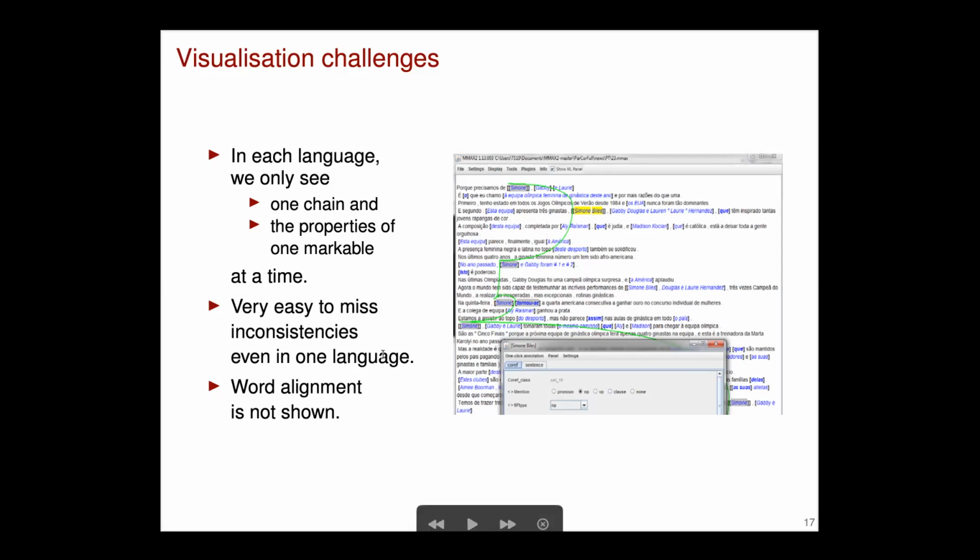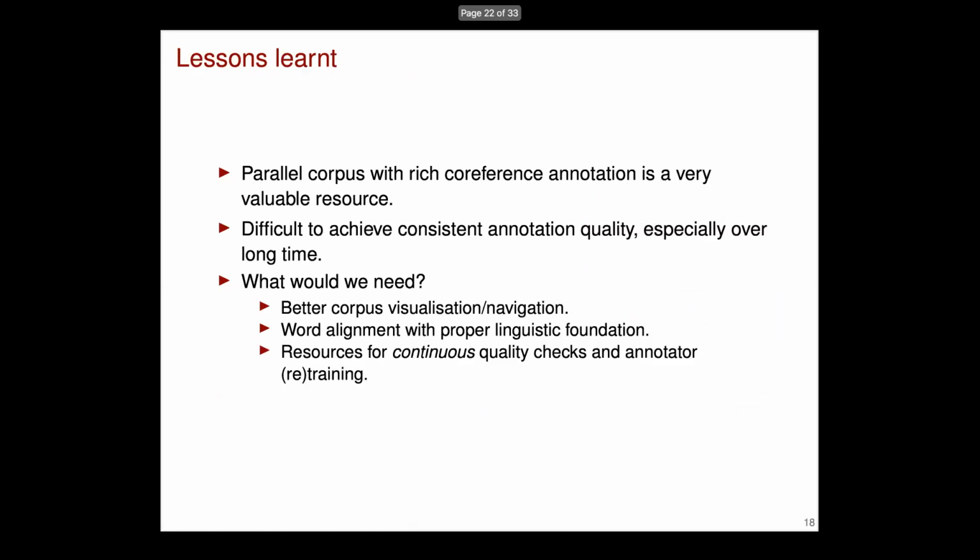And it's very easy to miss inconsistencies even in one language, even if working carefully, and the word alignment isn't even there. And I think in order to do this better, we would probably need different software, but it's difficult because it's a multi-dimensional visualization problem. So I don't even have a good idea of how we should visualize this in order to make it better. But clearly the fact that at any point in time you don't see most of the information doesn't help to actually get it right.